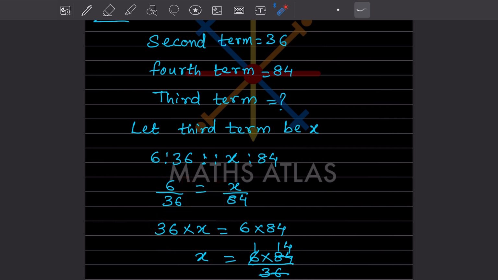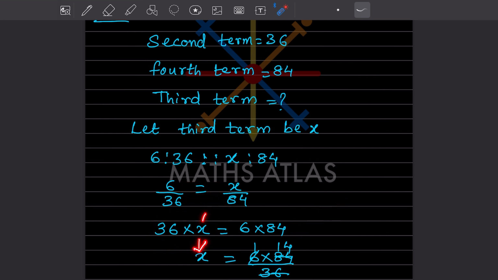Or you can take this first also. Like you can also do 6 into 84 first, and here you can take 36 into x. Both ways are the same. Okay, so don't be confused over here. So I took 6 into this, so 36 into x over here first. And then I took this one, 6 into 84.